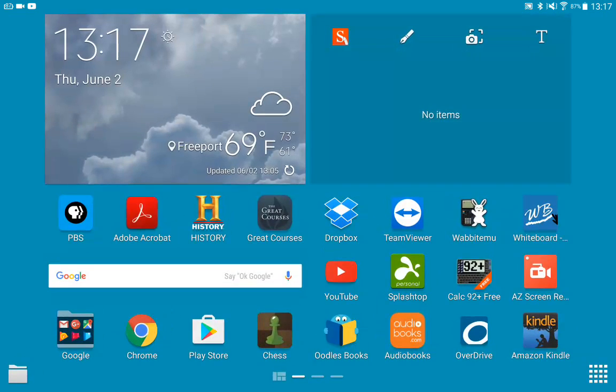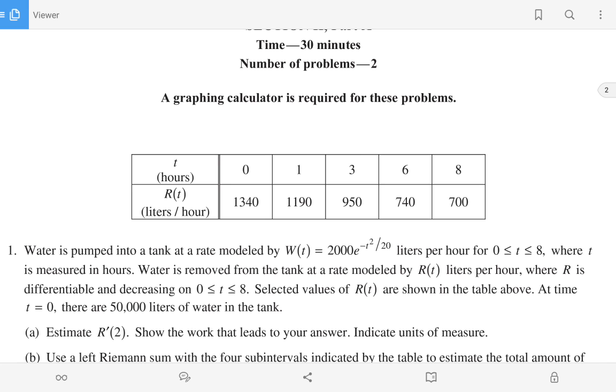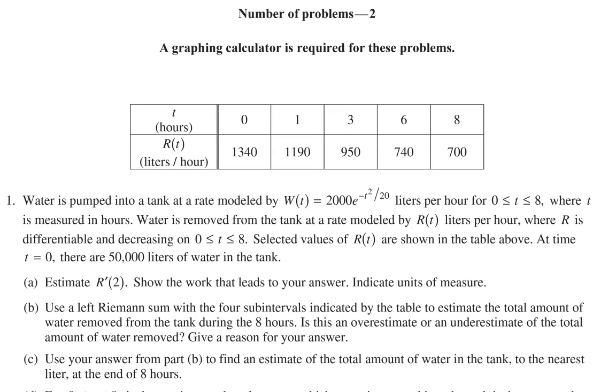Okay, question 1, part C, AB1, BC1, part C, says, use the answer in part B to find an estimate of the total amount of water in the tank to the nearest liter at the end of 8 hours. Okay, so we lost 8,050 liters in 8 hours. At least that's our overestimate with the left sum. We started off with 50,000 liters, but we're gaining water. Well, W of T is in liters per hour. If we integrate W of T from 0 to 8, we're going to get the total amount of water pumped in.